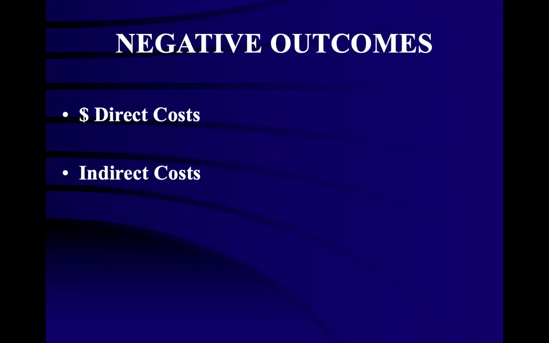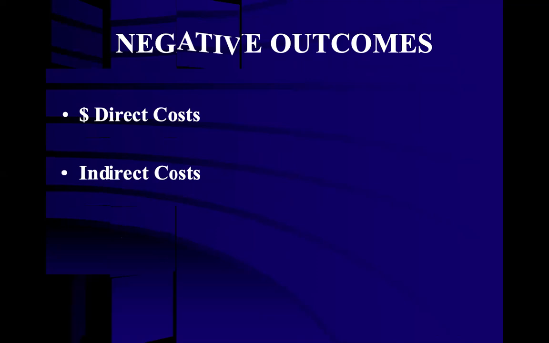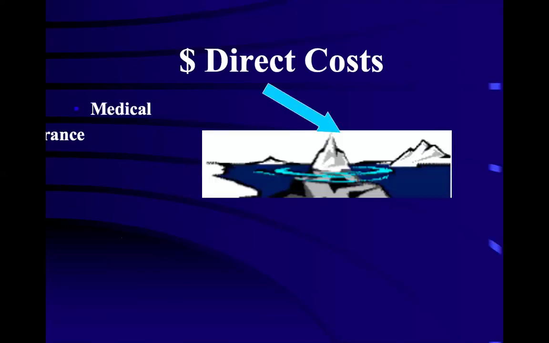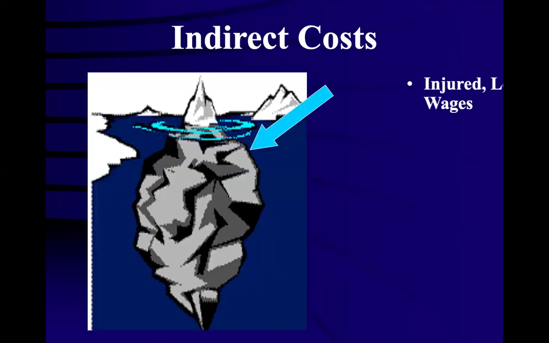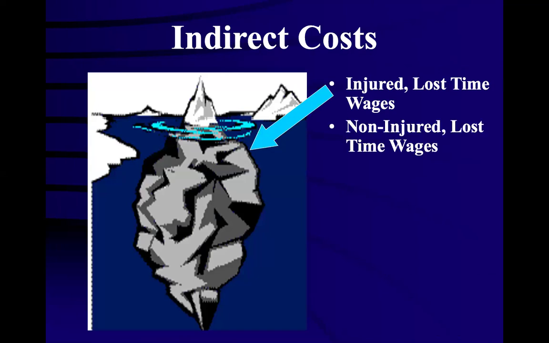Negative outcomes: there is a cost element. There is also indirect cost. Indirect cost can be people needing medical attention, insurance cost, lost time. Sometimes some are also fined. Then there are injured people, and then there is also lost time wages. There are people who may not be injured, but there will be lost wages, especially when the people have to work and be earning daily wages.